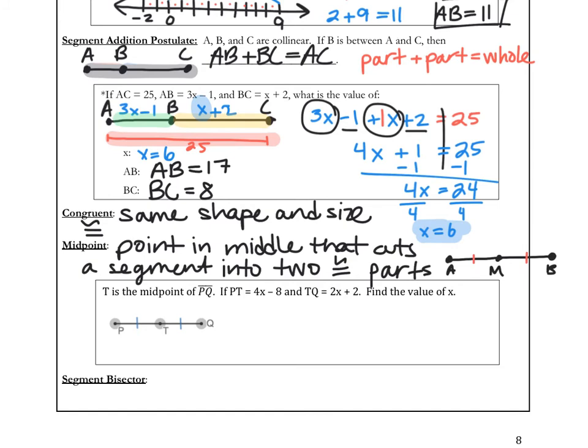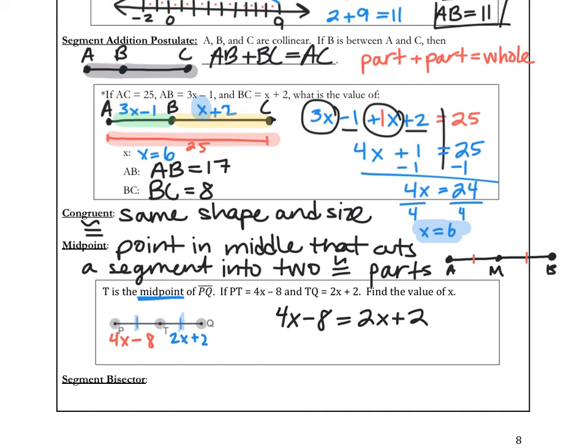So last practice question, T is the midpoint of the segment PQ. If PT equals 4x minus 8, you should right away label that. And TQ is 2x plus 2, find the value of x. So I was told that it was a midpoint, and you see these little markings here, which tell you that it's a midpoint and they're congruent. So we will set those two segments equal to each other since they were congruent and equal in measure. 4x minus 8 equals 2x plus 2.